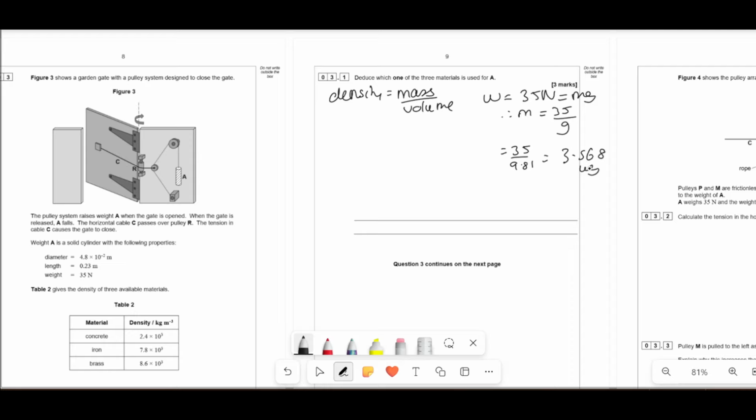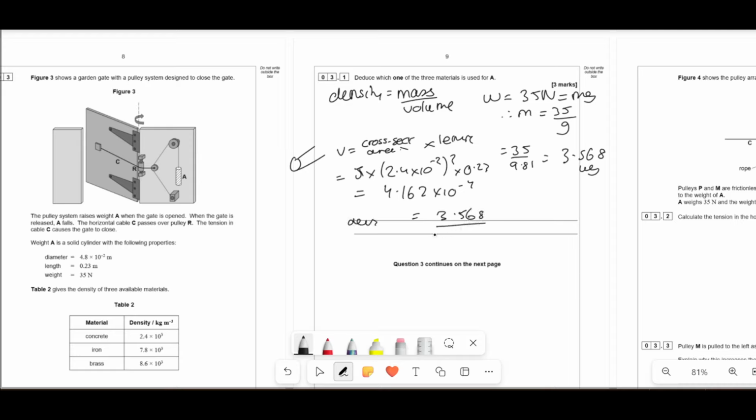Now what we need to do is find out its volume. Remember that this is a cylinder, so you can find the cross-sectional area and then multiply by its length. So its volume is going to equal the cross-sectional area, not surface area, times length. The cross-sectional area is pi r squared, where r is its diameter divided by 2. So it'll be pi times 2.4 times 10 to the minus 2 squared times its length, which is 0.23. If I do that, I get 4.162 times 10 to the minus 4. So since density equals mass over volume, that's going to equal 3.568 divided by 4.162 times 10 to the minus 4.